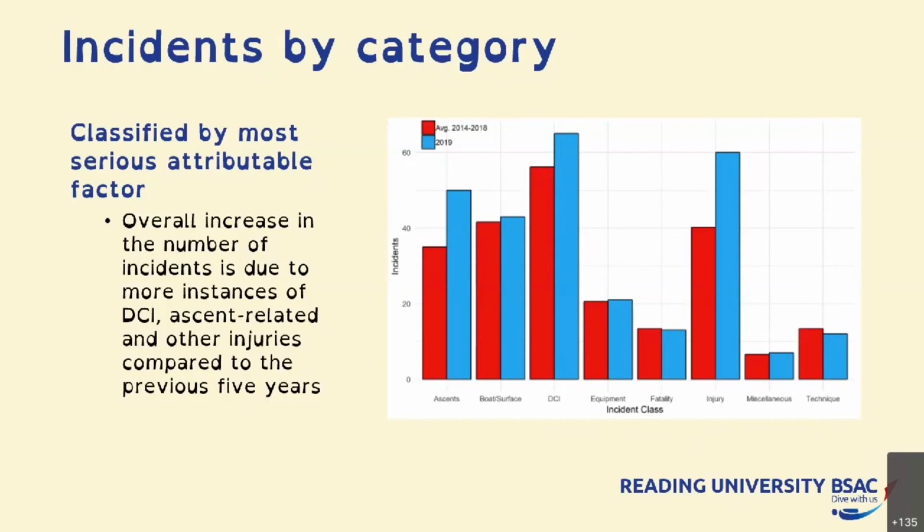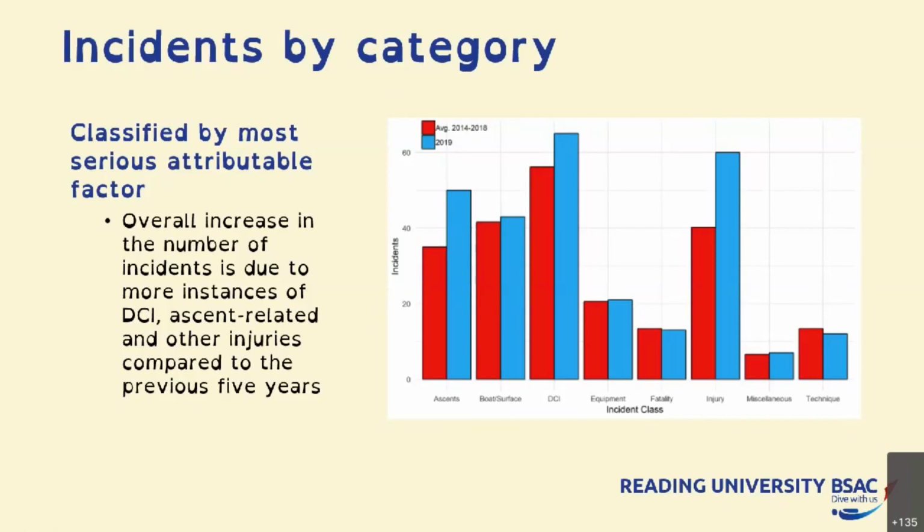What this means is, you might think DCI is directly tied to ascents, and you would be absolutely right in thinking that. The way the classifications work in the incident report is that if you've got two contributing factors, like an ascent or DCI, it's the most serious attributable factor that counts. So most DCIs tend to get lumped into DCI, whereas ascents don't necessarily automatically cause a DCI. So there's an entire section there on its own.